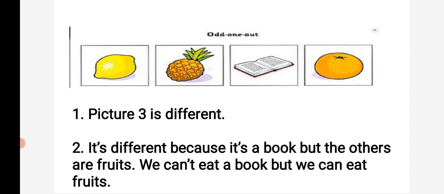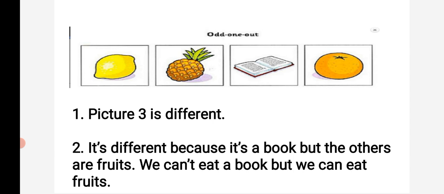But I proceeded to give the reason why I am saying that the book is different. We can't eat a book, but we can eat fruits. Actually, fruit can be singular or plural, and fruits can also be plural depending on what you are looking at. When we say that picture 3 is different, there are a lot of ways. One thing I always teach my students is that there is no single way of expressing yourself in this regard. There's no copy and paste or memorization here. It's just the basics. When the child gets the basics, it's easy.